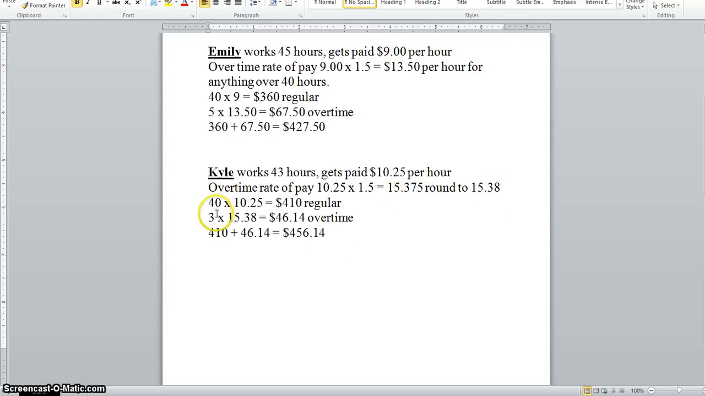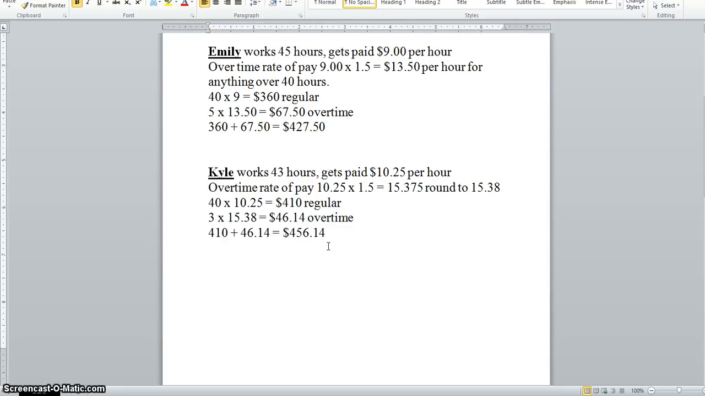So his regular hours worked were 40 times 10.25, so 410. Then he had 3 hours in overtime, so 3 times the 15.38 to give him 46.14 overtime. Add those two together, 410 plus 46.14. He earns $456.14 for the week before any taxes were taken out.